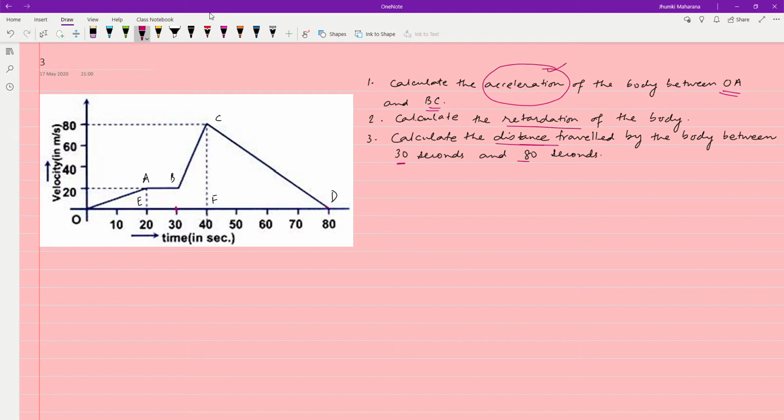So let us first calculate the acceleration between O and A. Now if you look at this graph, this part, here acceleration would be equal to slope of the VT graph. And what is the slope? This is nothing but perpendicular by base. What is the perpendicular here? This is AE. And what is the base here? OE.